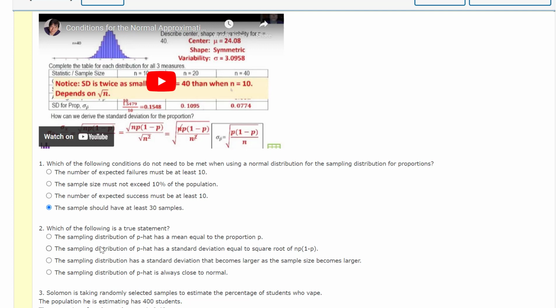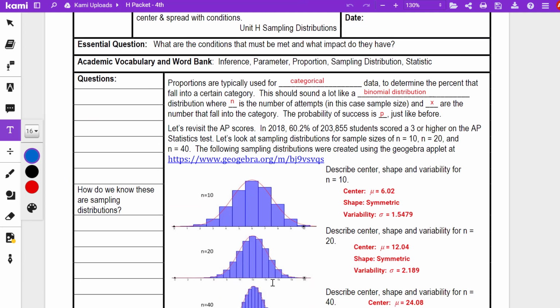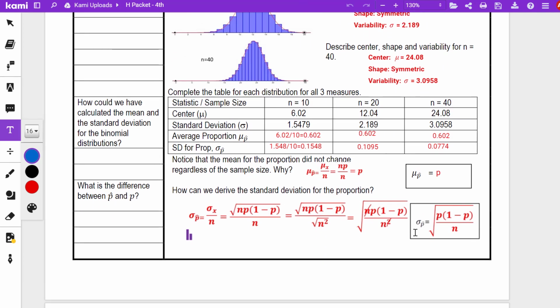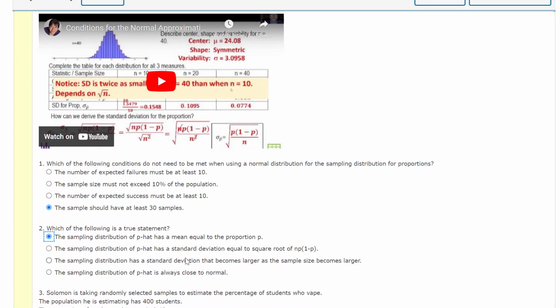All right, which of the following is a true statement? The sampling distribution of p hat has a mean equal to the proportion p. The sampling distribution of p hat has a standard deviation, so that is true. The sampling distribution of p hat has a standard deviation equal to square root of n times p times 1 minus p. That's not true. The correct formula is, if you look at it right there, the formula for the standard deviation. So they had the n on top, the n goes on bottom for the proportions. So not true.